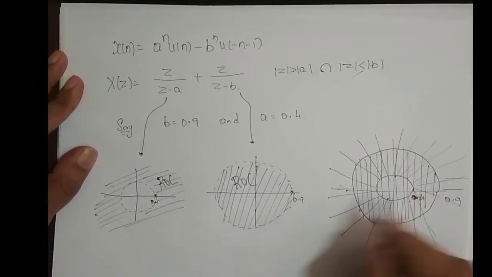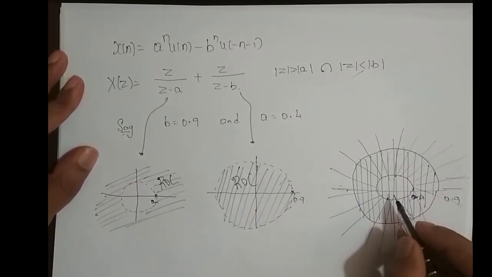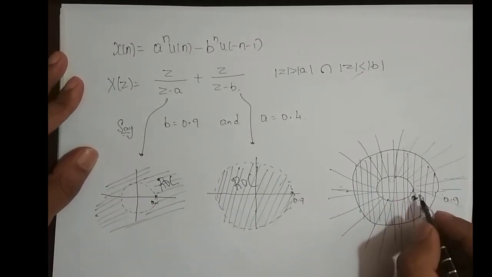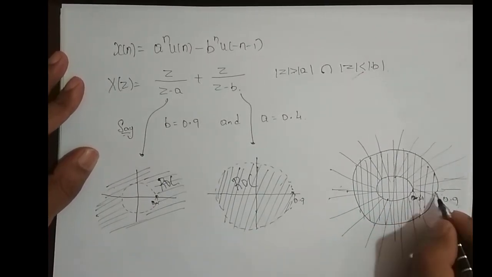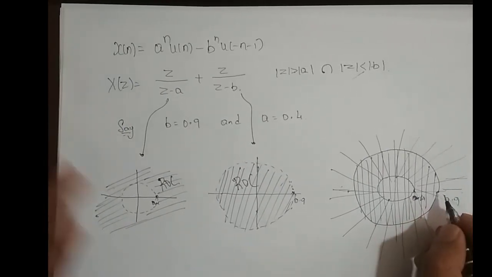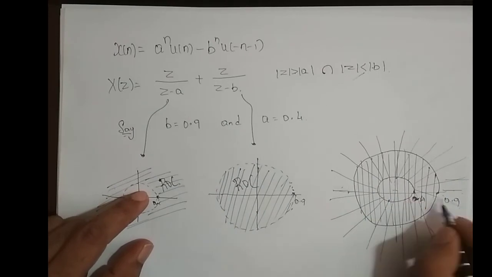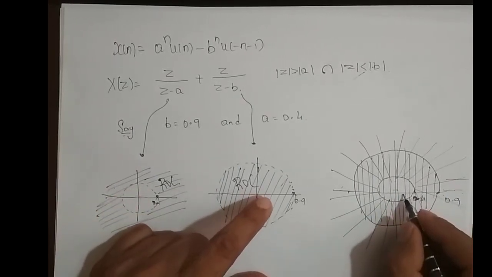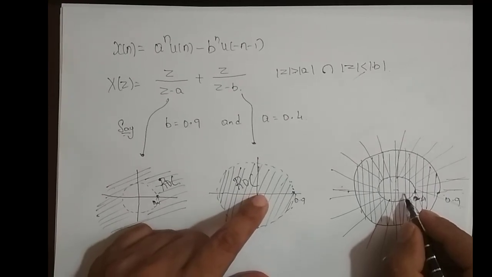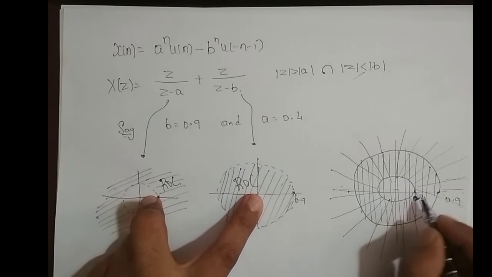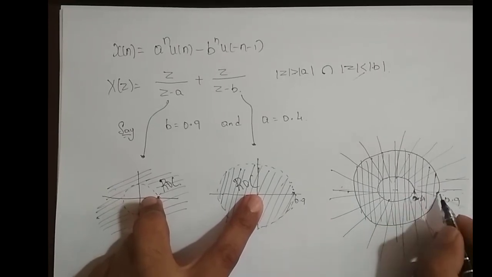The region where both ROCs intersect, right? Where do both ROCs intersect? They intersect in between 0.4 and 0.9. Greater than 0.9 I have the ROC of only this sequence, and less than 0.4 I have the ROC of only the other sequence. So the ROC of both sequences intersect in between 0.4 and 0.9.